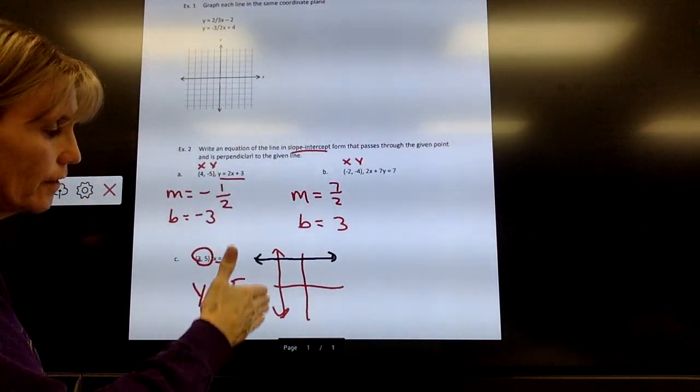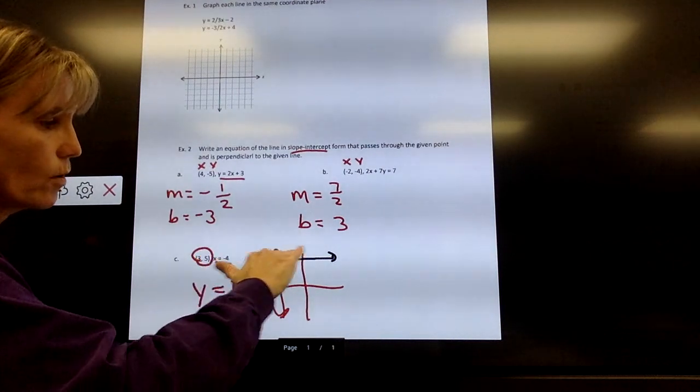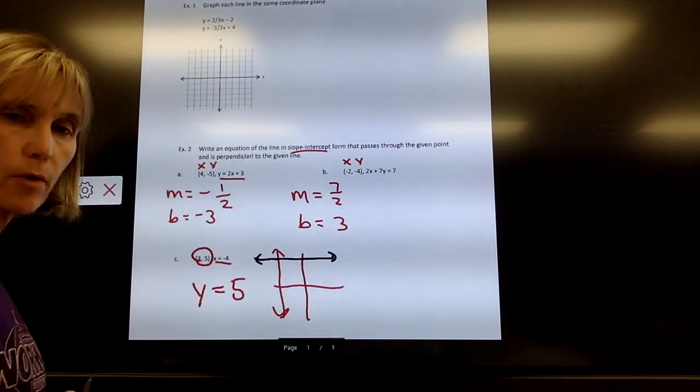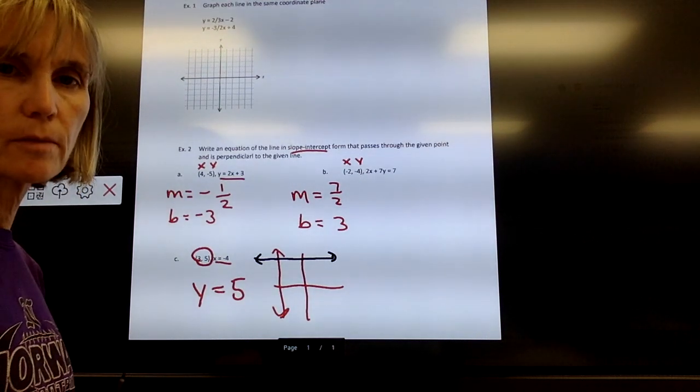The vertical line that I was given is x equals negative 4. I came up with the horizontal line y equals 5, and it would go through that point (3, 5). So really there's no math to do there. You just kind of have to think through that process.